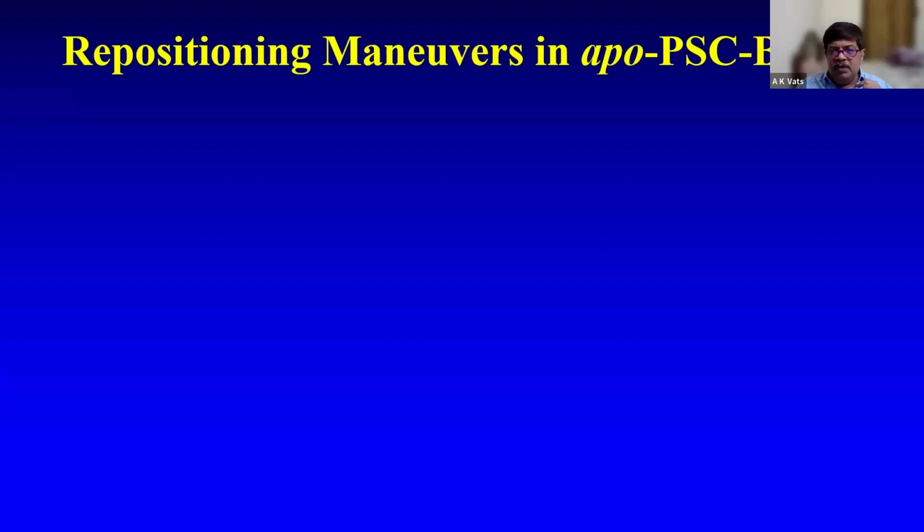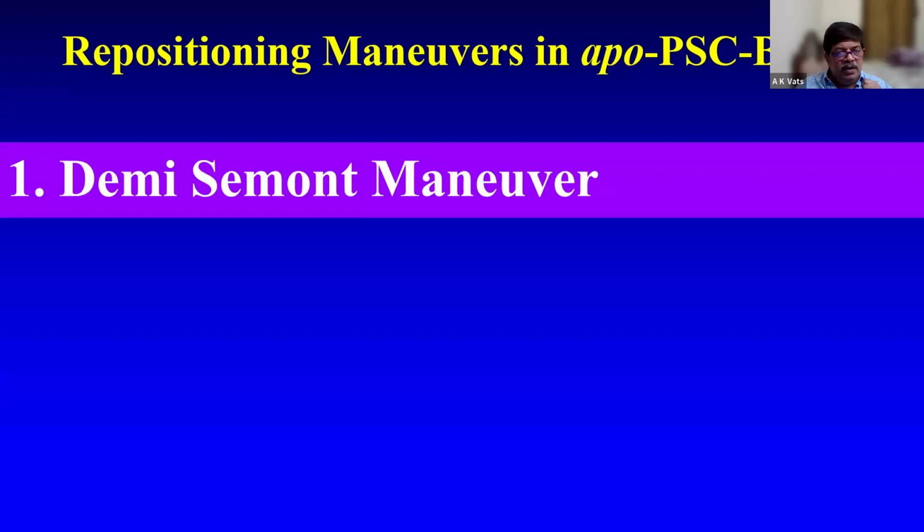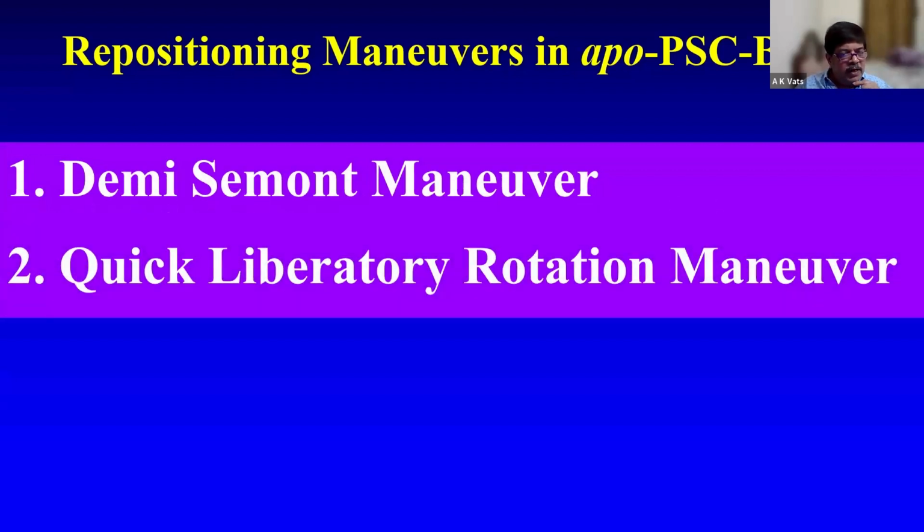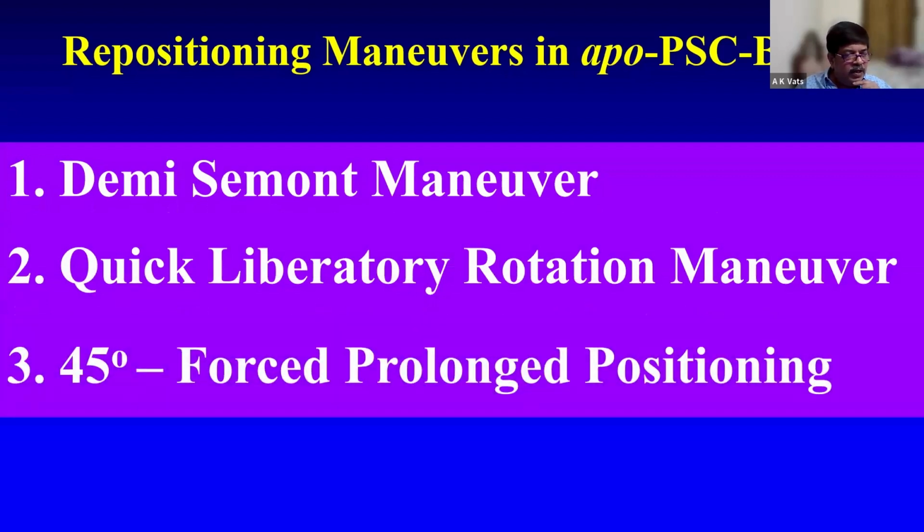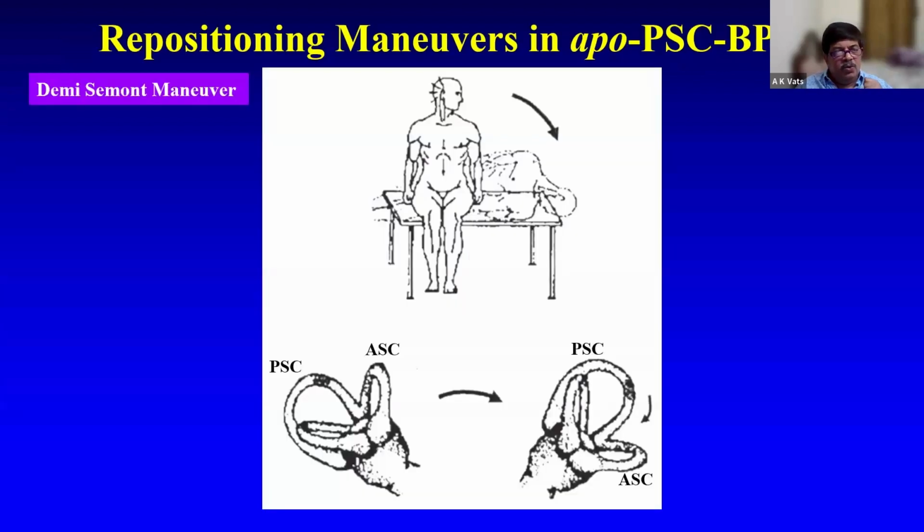So repositioning maneuvers in apogeotropic posterior semicircular canal BPPV. The demi-Semont maneuver, number 1. Number 2 is the quick liberatory rotation maneuver. Number 3 is the 45 degrees forced prolonged positioning, FPP. So the demi-Semont maneuver, here it is shown for the right-sided apogeotropic variant.